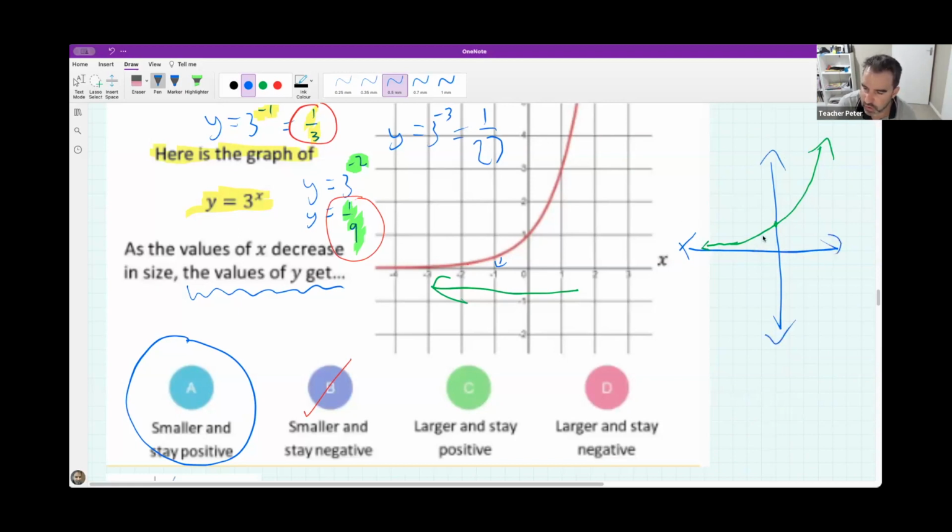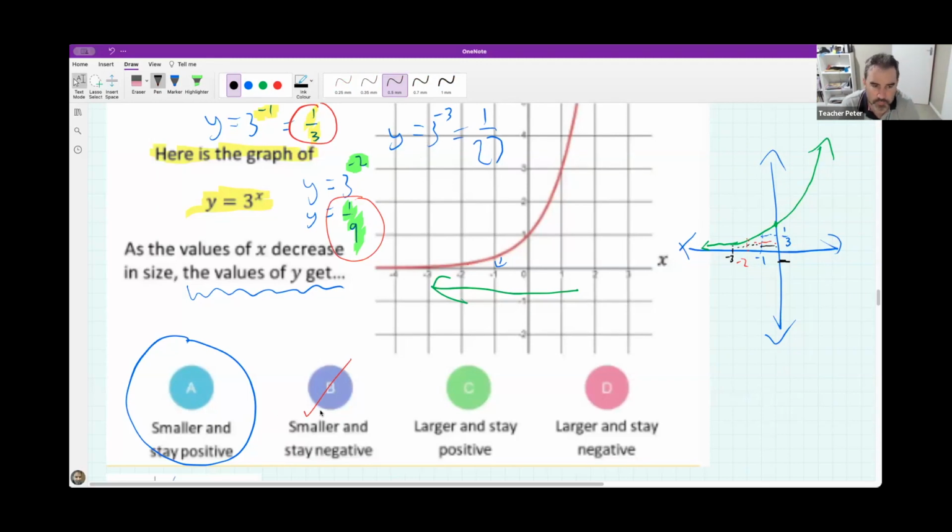Like I think the first one, when we said x was minus 1, we got 1 over 3, right? When x was minus 2, then we got 1 over 9. When x is minus 3, it's going to be some really small value down here. But it never ever gets down here. The y value never becomes negative. So it just keeps getting smaller and smaller forever. But it never becomes negative.